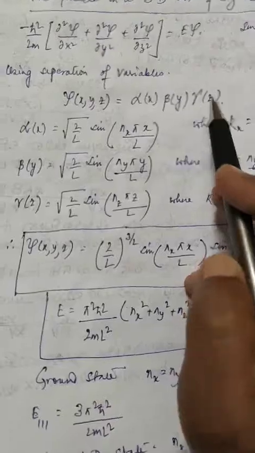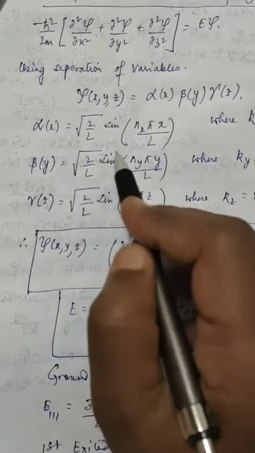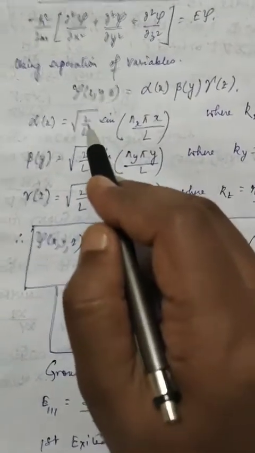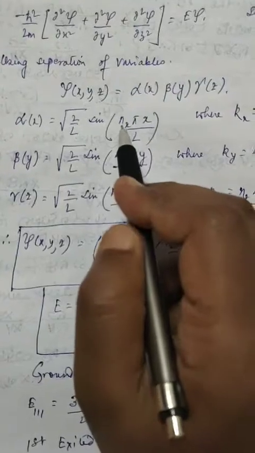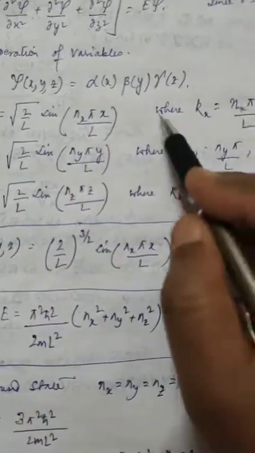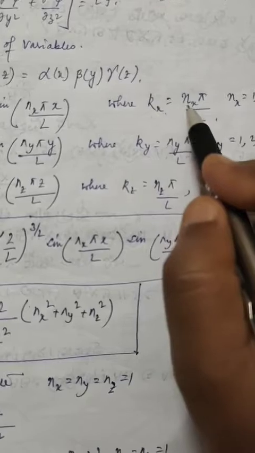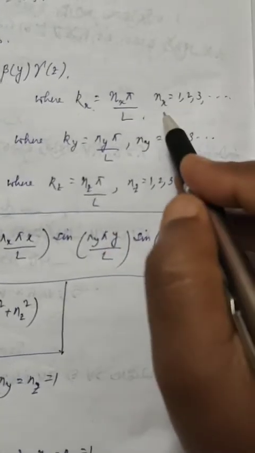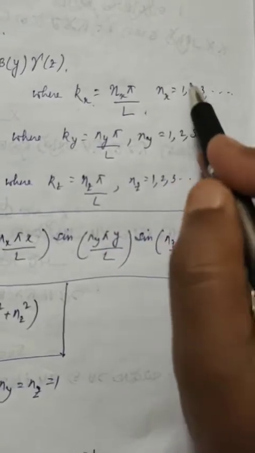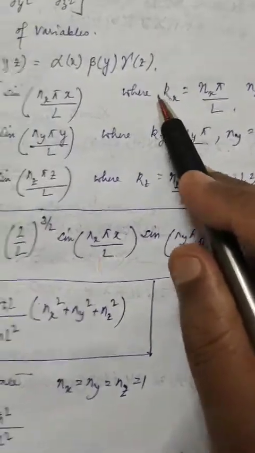If we individually solve, you will get α(x) same as ψ(x) in our particle in a one-dimensional box. This is what you see, root 2 by L. Remember, this was the solution for ψ(x) for the particle in a one-dimensional box: sine of nₓπx by L, where again I put a suffix x on kₓ because it is three dimensions. So kₓ is nₓπ by L. Remember, in the one-dimensional box it was k equal to nπ by L, where n is 1, 2, 3. So just n replaced by nₓ, k replaced by kₓ.